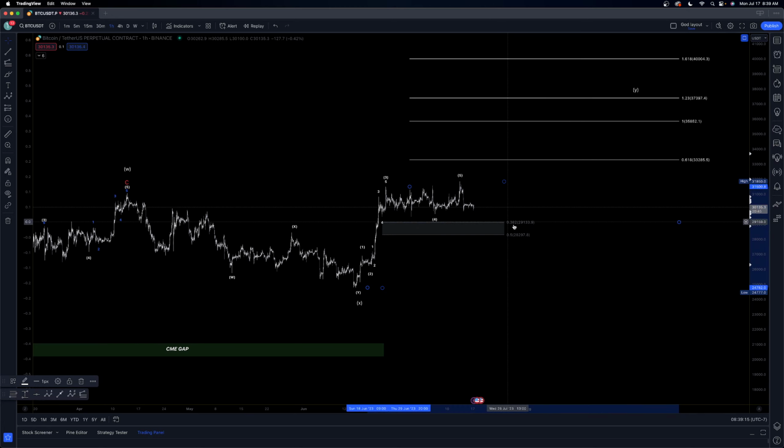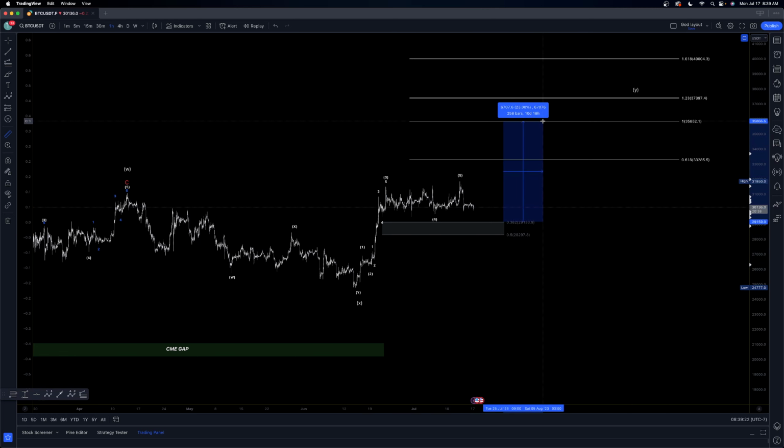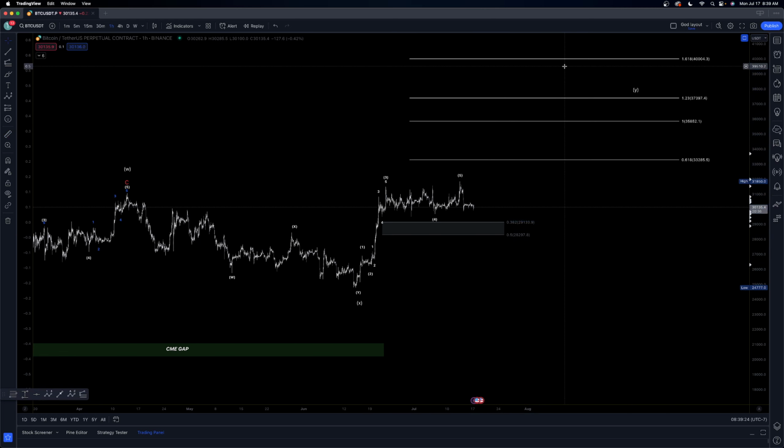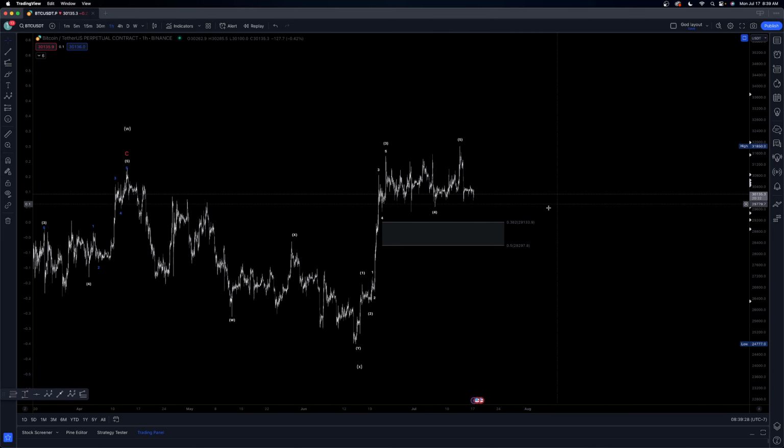So we're definitely going to try to catch this long, because our stop loss would be right around here, and it would provide up to 35-36% gains. So definitely look for longs once we break this range.